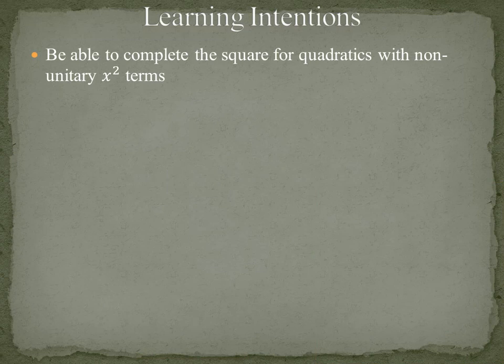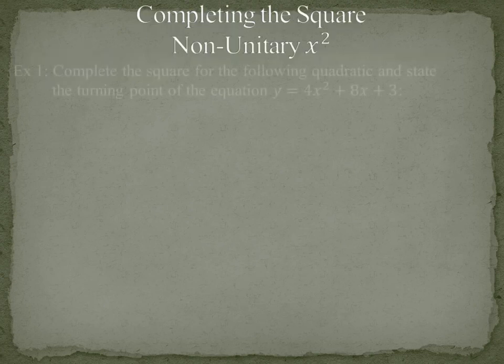Now, learning intention. The higher level skills for completing the square are being able to complete the square for quadratics with non-unitary x squared terms. Basically what that means is any x squared term. So you could have 2x squared, 3x squared, 4x squared, 5x squared. So it's not limited to just x squared, which is what you learned in National 5.